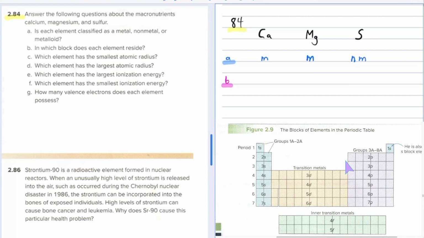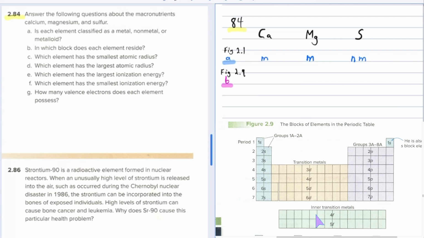So here, the first one, I'm just going to say figure 2.1, but this one we're going to use figure 2.9, which tells you the blocks. Now over here you've got the S block, the D block, the P block, and the F block. That just tells you where the last electrons go when you're writing the electron configuration. If it's over here, the last electrons are going to be S electrons because it's in the S block. Now, calcium is right here, magnesium is right there. So these are both in the S block.